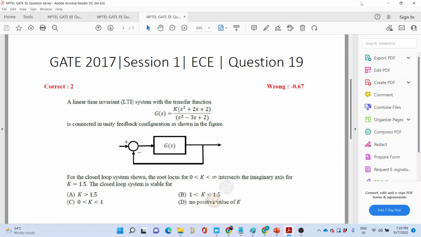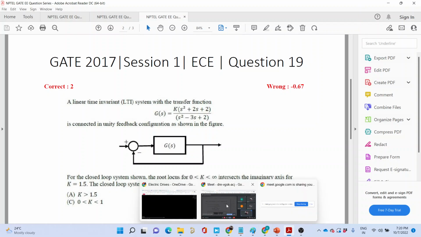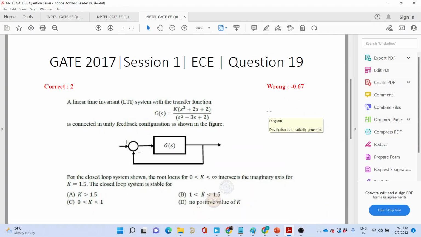Option A. Who is saying that? Sadat, right? Who is that? Abhishek. Okay. So option A. Okay. Anubhav? Yes, sir, I'm doing it right now. Okay.